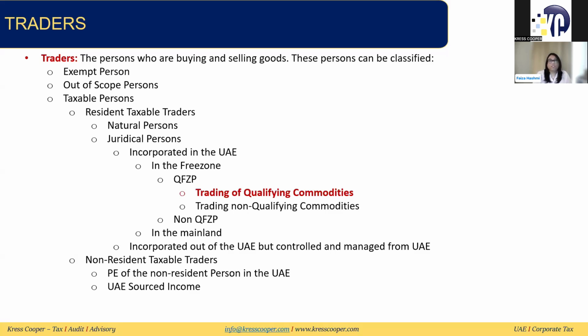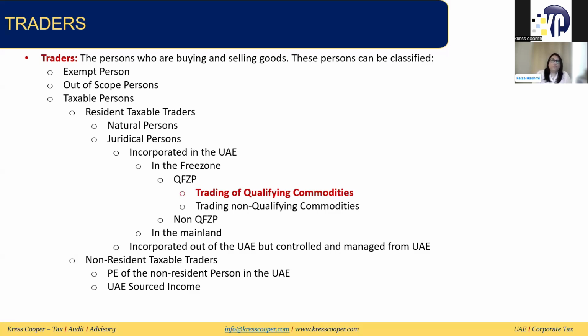Now, juridical persons are those companies who have a legal separate entity from their owners, and some of the types can be like LLCs or private companies, public joint stock companies. Those juridical persons can further be either incorporated in the UAE or incorporated outside the UAE. Those incorporated outside the UAE but controlled and managed from the UAE will be considered resident taxable traders as well. And if they're incorporated in the UAE, they could either be incorporated in any of the free zones or in the mainland.